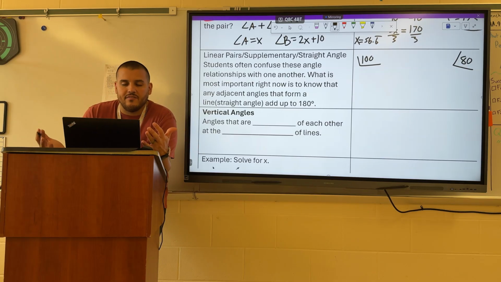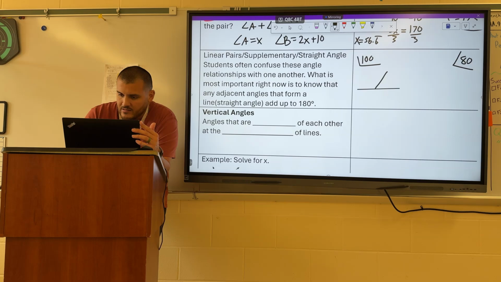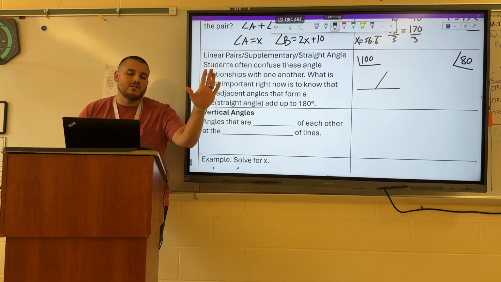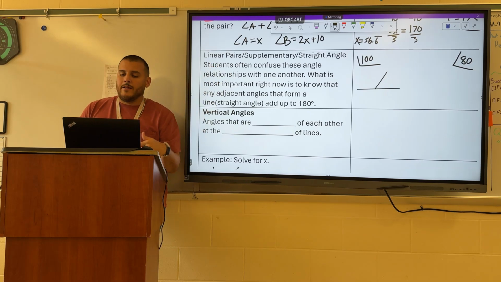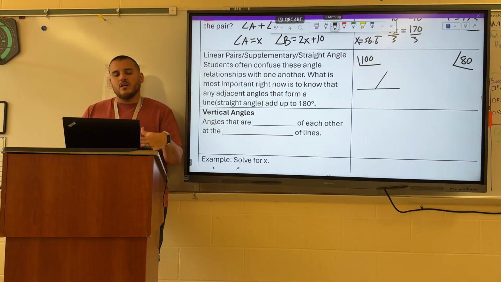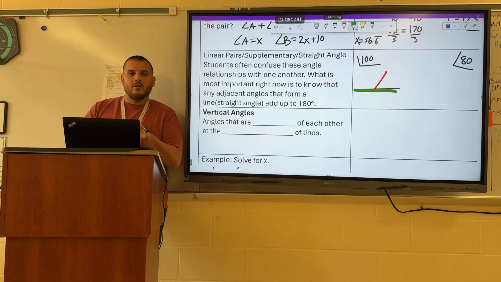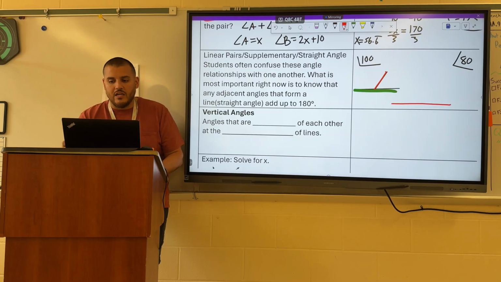Linear pairs have to be side by side. They have to share a side. So linear pairs will always look something like this, like a straight line with one segment branching off of it, right? Those are still supplementary, but they're specifically called a linear pair because they're sharing that side and they're off of that straight line. Where supplementary angles can be detached. They don't have to be side by side.